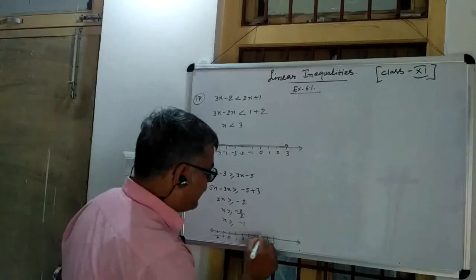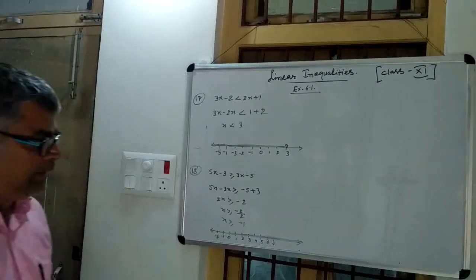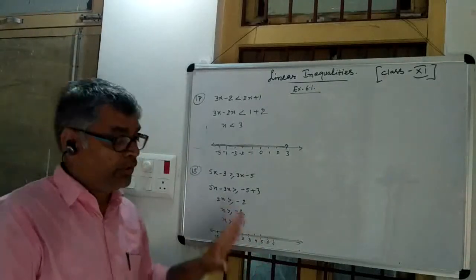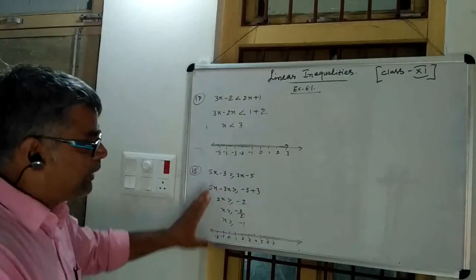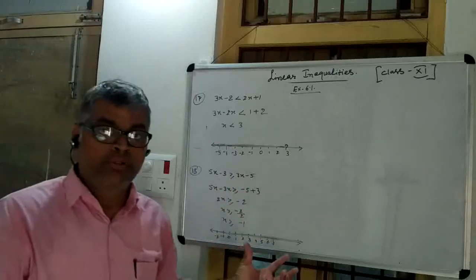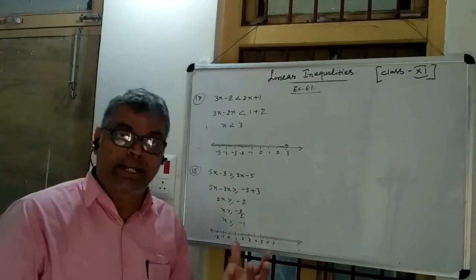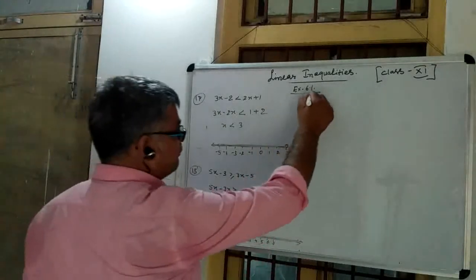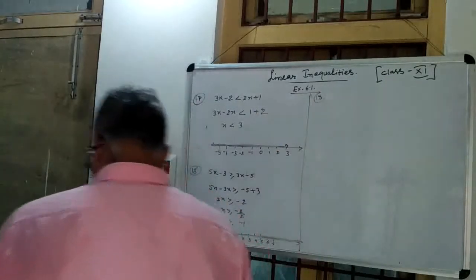So this darkened line from minus 1 to infinity is the solution of this inequality shown graphically on the number line. This is the method by which we represent a solution graphically on the number line. Let's take another example question, that is question number 19.